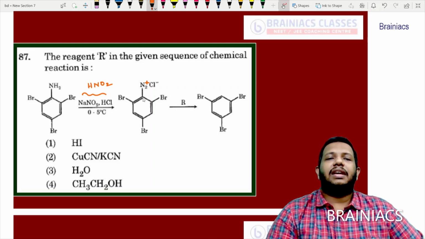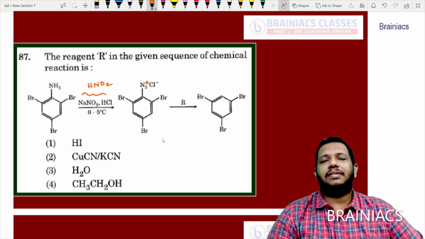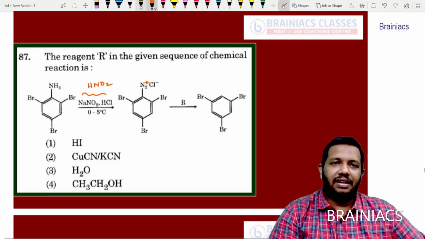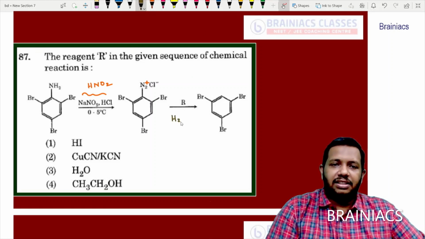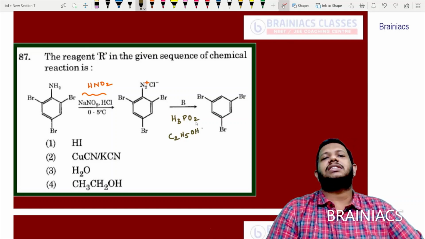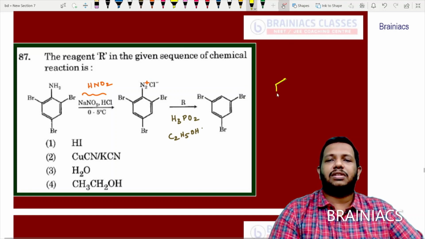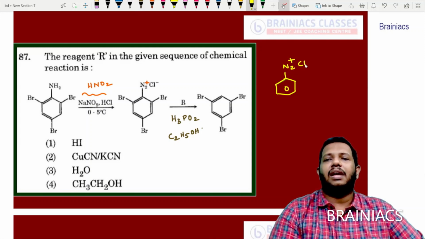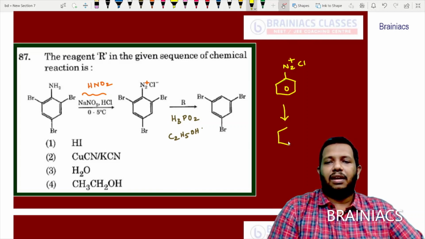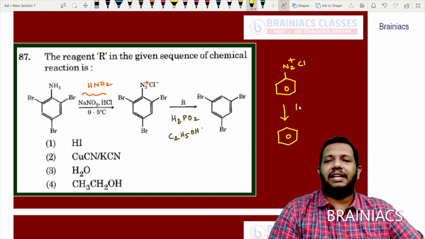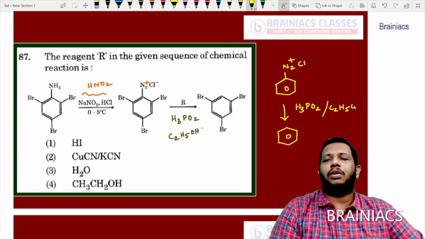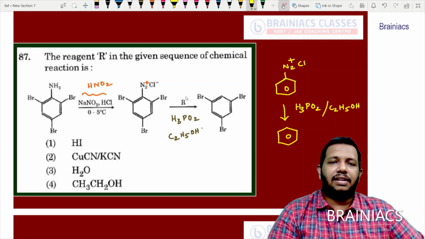Here it is converting to the benzene part, and N2Cl is getting removed. NCERT mentions two reagents for this: first H3PO2 and the other ethanol, C2H5OH. If you have benzene diazonium chloride and want to convert it into benzene, you should use either H3PO2 or ethanol. So in this question they are directly asking for this reagent.